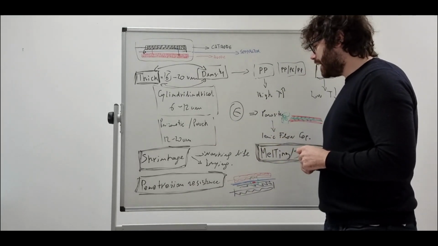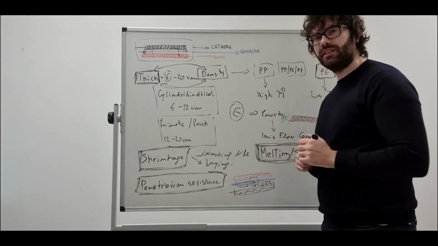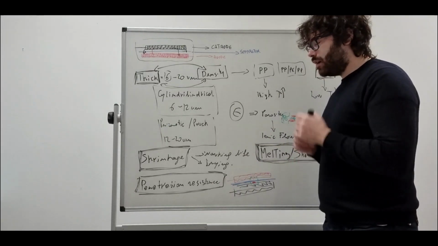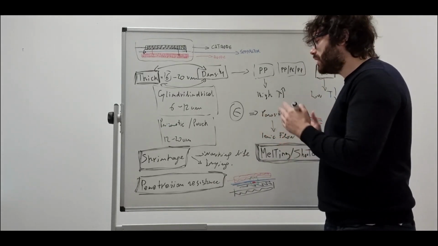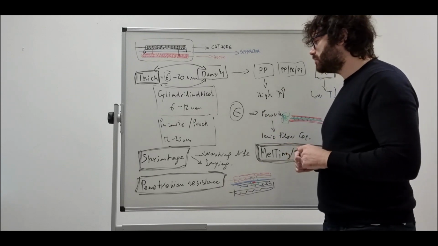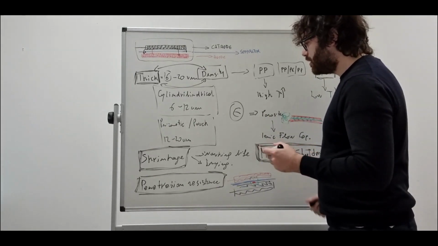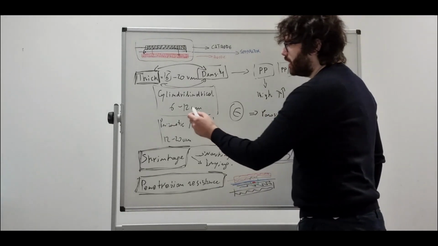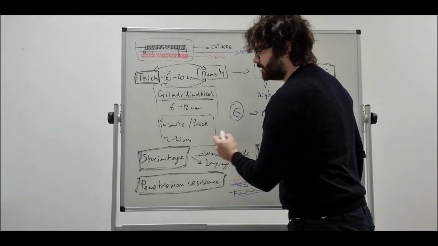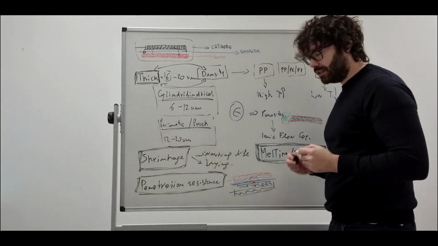Okay, and in the next video we will talk about the cathode, anode, and all the other manufacturing processes which involve our separator, so for cylindrical cells and even for prismatic and pouch.